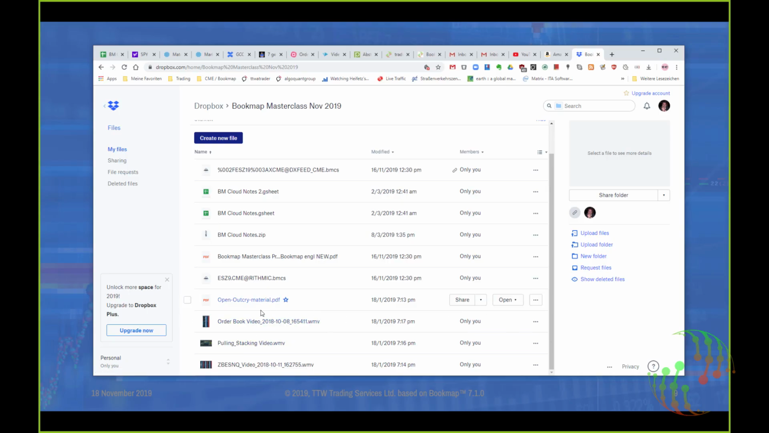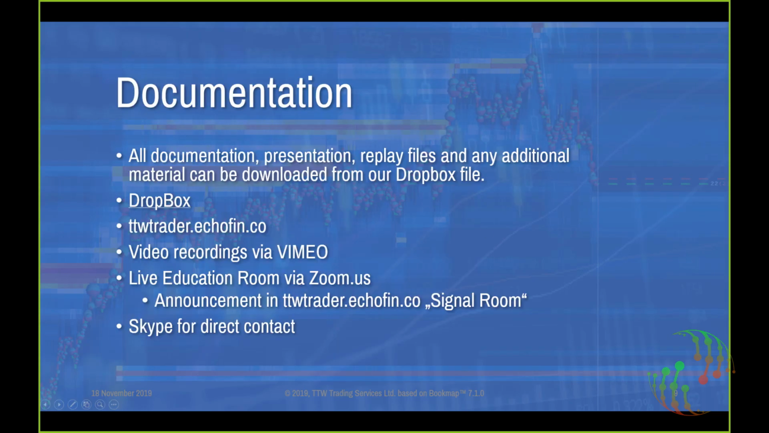Then some displays, some videos here you can download, and I will put also the feed. The data feeds, I'm recording today's session in ES, so that we can go through it starting from tomorrow, and you will find everything on Dropbox. Please go to ttwtrader.ecofin.co. We're using this room for internal discussions. We have an international room here.